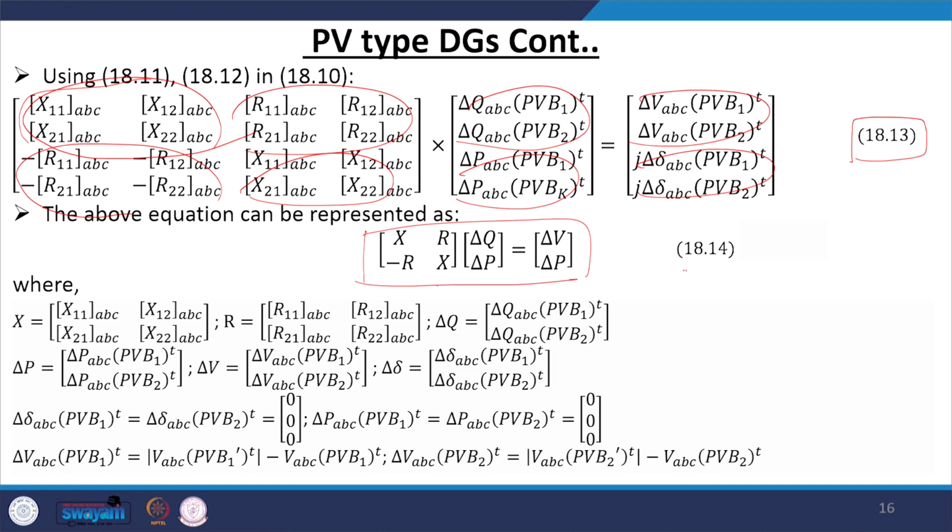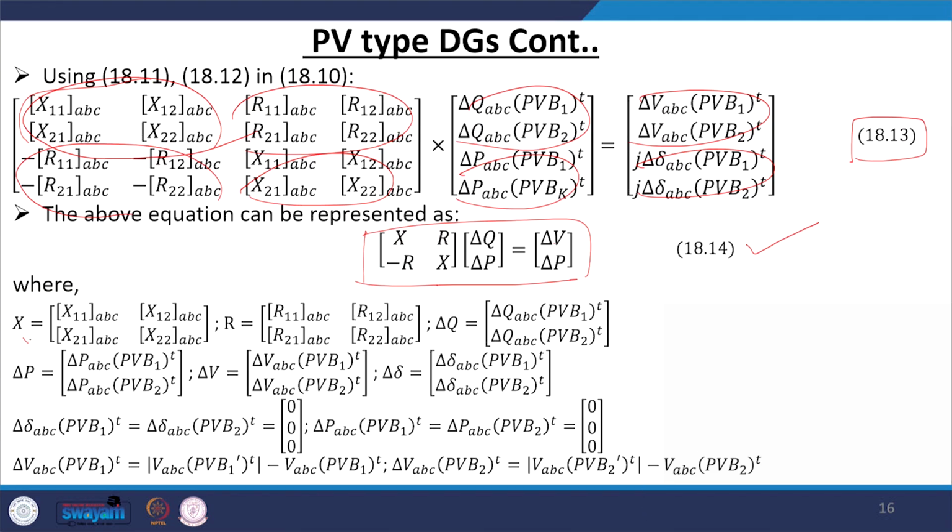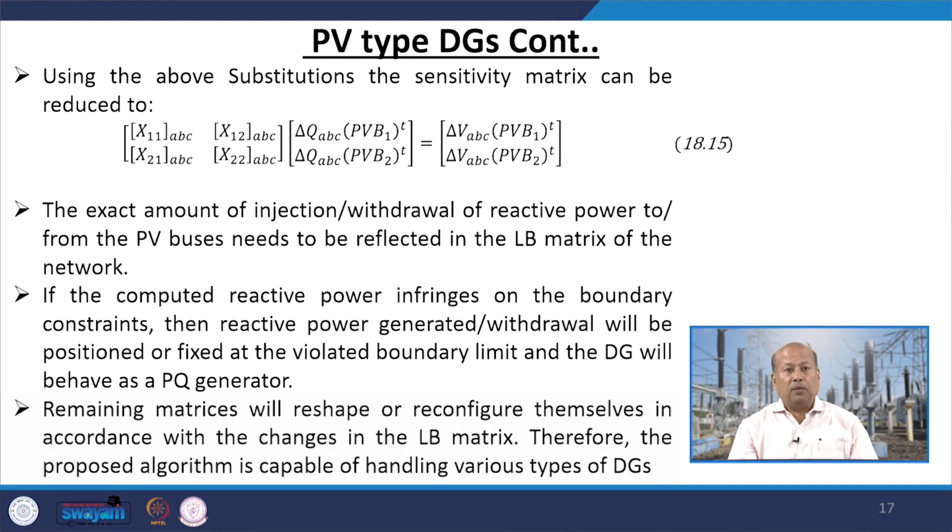So, once we obtain the equation in 18.14, x r minus r and x, delta Q, delta P equal to delta V, delta P, all these values are assumed to be from the previous equation: the value of x, the value of delta P, the value of r, delta Q, delta V, and delta delta. Using the above substitutions, the sensitivity matrix can be reduced to x11 ABC, x12 ABC, x21 ABC, x22 ABC, delta Q ABC, and delta Q ABC equal to delta B ABC and delta B ABC. That is equation number 18.15.